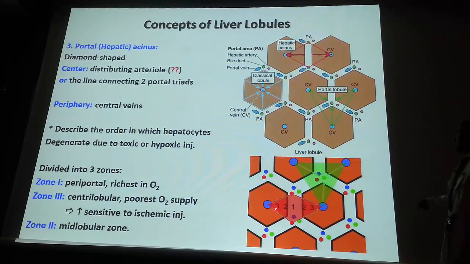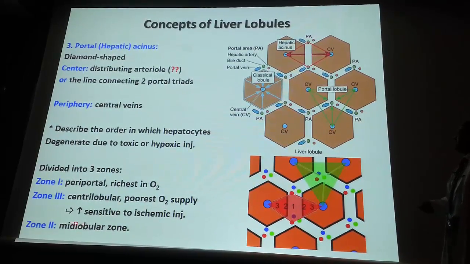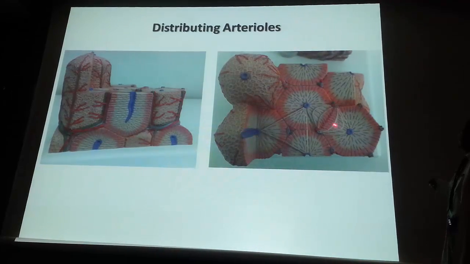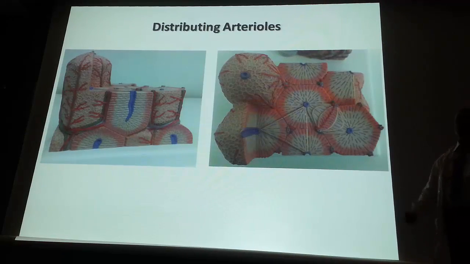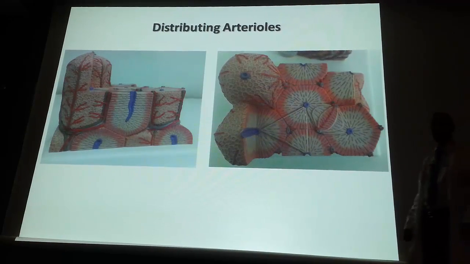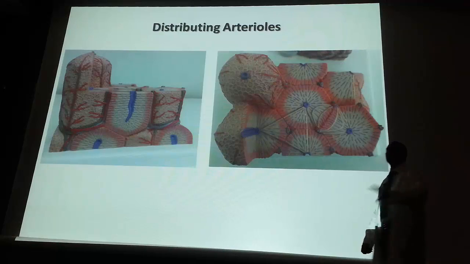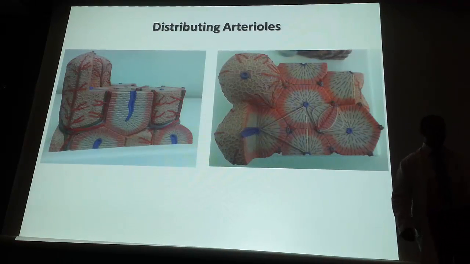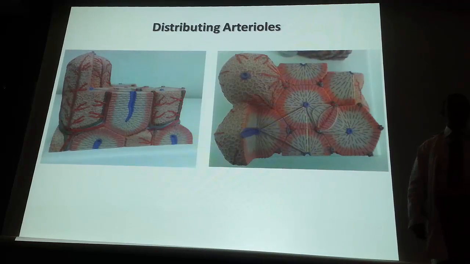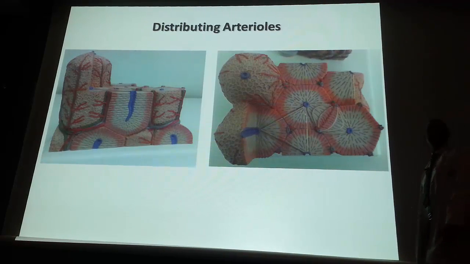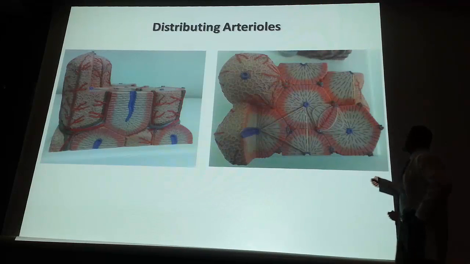and they move on until they reach the portal triads. And the middle area in between, zone 2, what do they call it? Mid-lobular, because it's in the middle of the hepatic lobule, or hepatic acinus, to be more precise. Okay? But just remember, all of this is imaginary. The only real structural thing there is the hepatic lobule. The classical, yes. The classical.